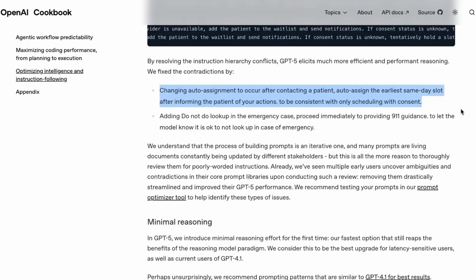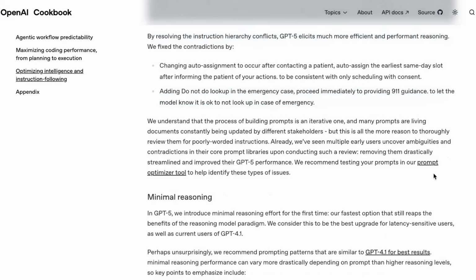For example, in the case of the emergency, adding a simple "Do not look up in the emergency case, proceed immediately to providing 911 guidance." This lets the model know that it's okay to break that other rule in the explicit case of an emergency. And so in some ways, this is just OpenAI saying that we really need to be careful to avoid poorly worded or contradictory instructions and to get around ambiguities.